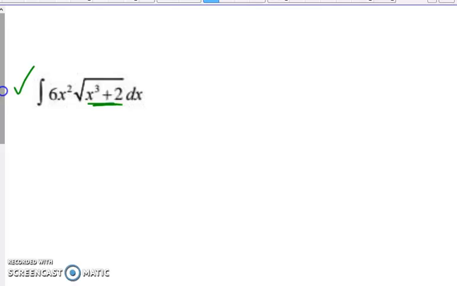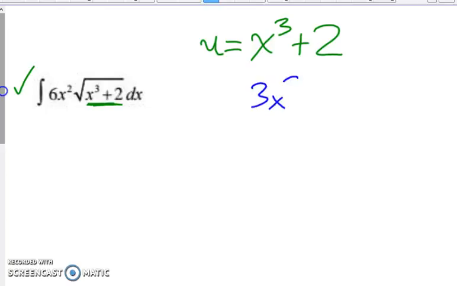So here's what you do. First, that inside part you call U. So in this case, U is going to be x cubed plus 2. Okay? That's step 1 if you look back at our steps. Step 2, we're going to take the derivative of that. So we're going to get 3x squared.